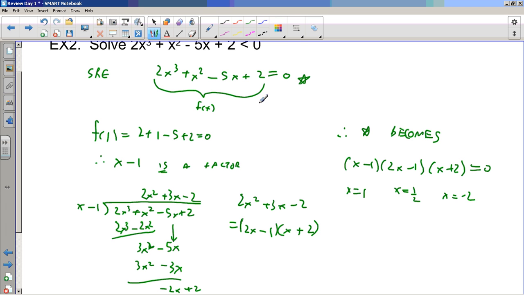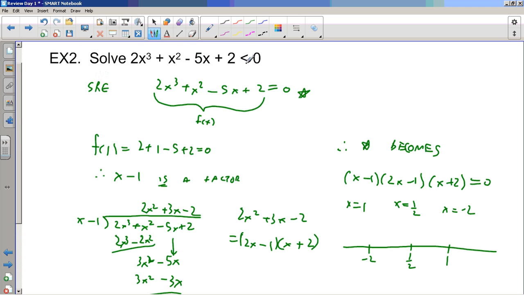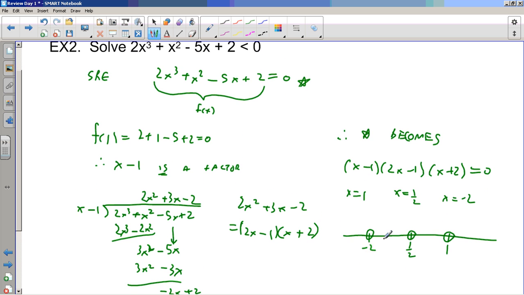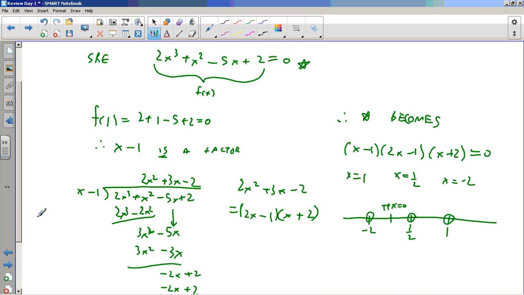And I'm still not done, because this is an inequality, right? I put the solutions on a number line. There's minus 2. There's a half. And there's 1, and I know it's not to scale. Since this is less than 0, these are going to be open, they're not going to be filled. And remember, the idea is I can check test points to see whether there are solutions or non-solutions. My favorite one is 0, right? And that would be here, my test point x equals 0. I'm going to try that one. And then the left side and the right side.